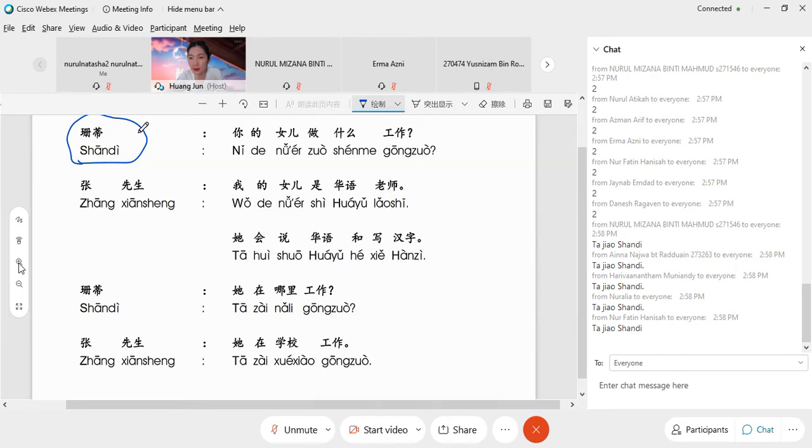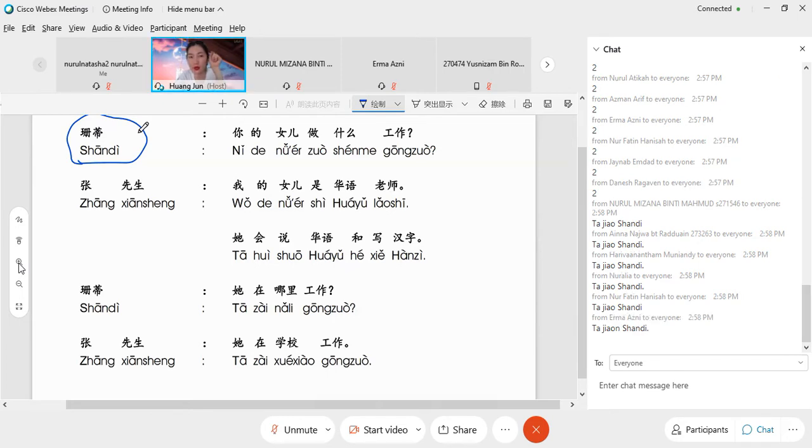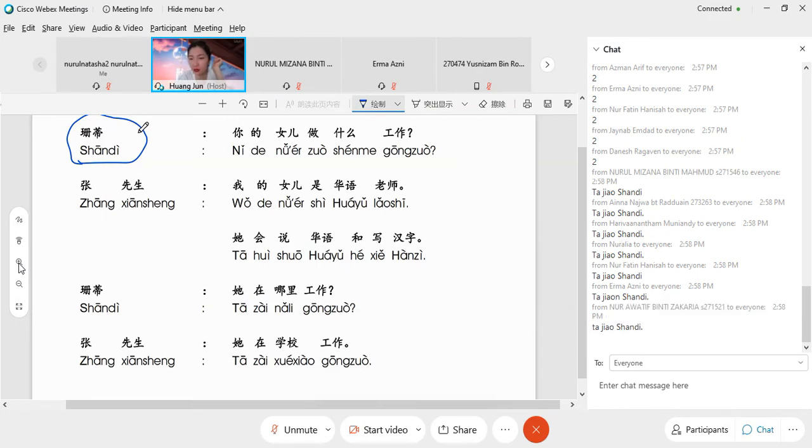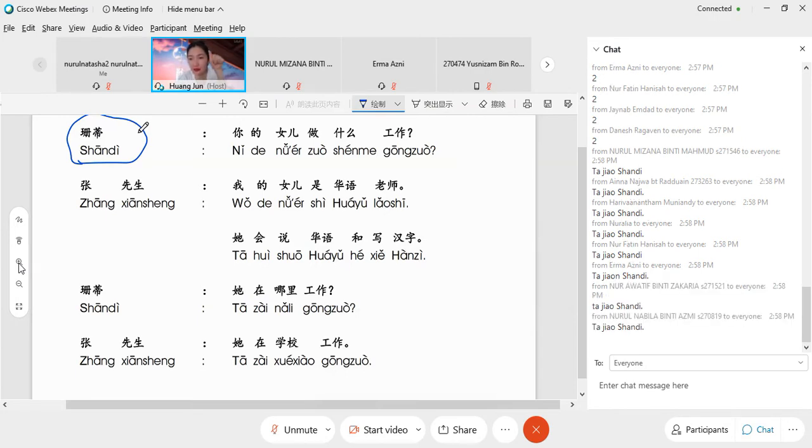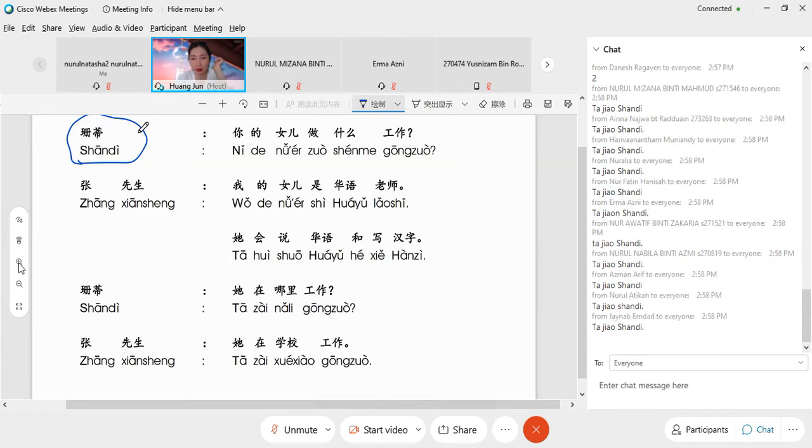First letter write in capital. When you finish, put a full stop. Keep a good habit. 他叫山地, no problem. 啊，他叫山地, very good. So 叫 spelling very well. 他叫山地.